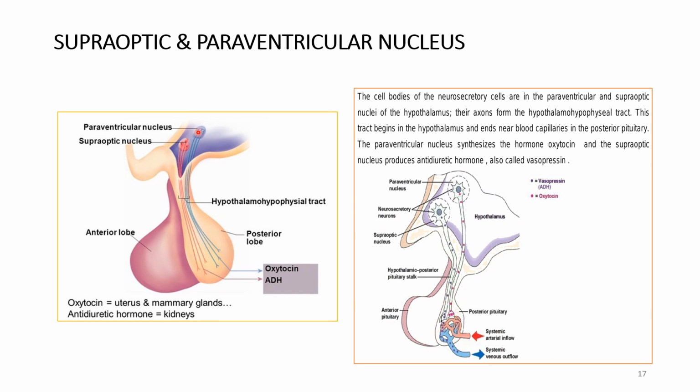The paraventricular nucleus synthesizes the hormone oxytocin. And the supraoptic nucleus releases the hormone ADH, that is antidiuretic hormone, also called vasopressin. So here you can see these are the cell bodies and this is the tract, and it will end on the blood vessels in the posterior pituitary. So these hormones will enter into systemic circulation.